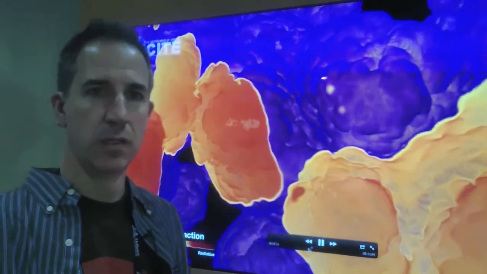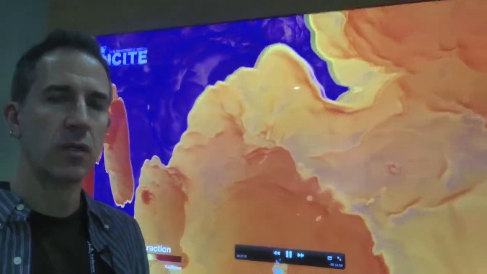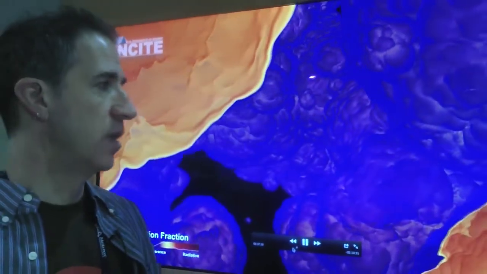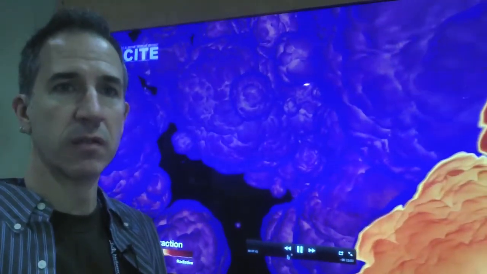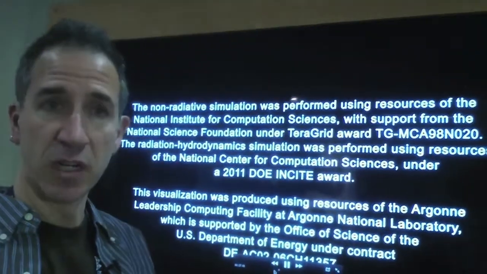Part of the visualization software has been developed at Argonne Laboratories. What is your contribution? My contribution has been a lot to do with some of the data movement in terms of reading the data off of disk.